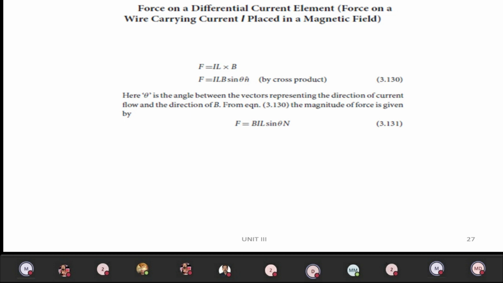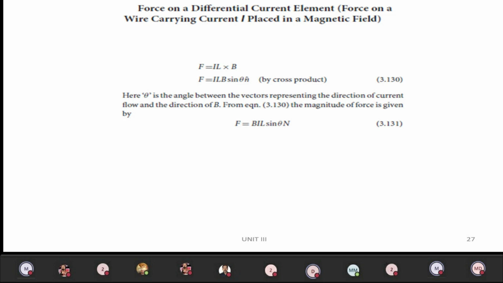I am placing a current carrying wire in a magnetic field. It experiences a force given by F = I L × B. By the vector product, this gives F = I L B sin theta, where theta is the angle between the vectors representing the direction of current and B.